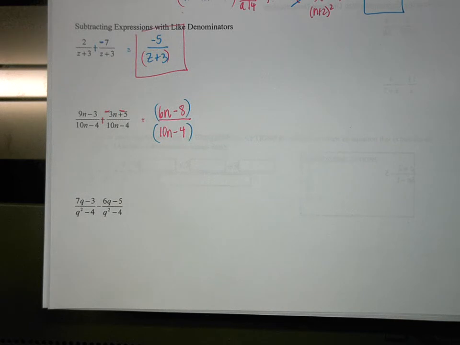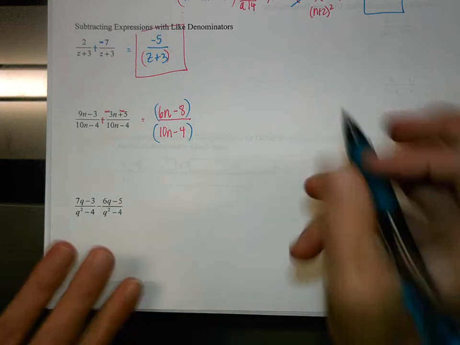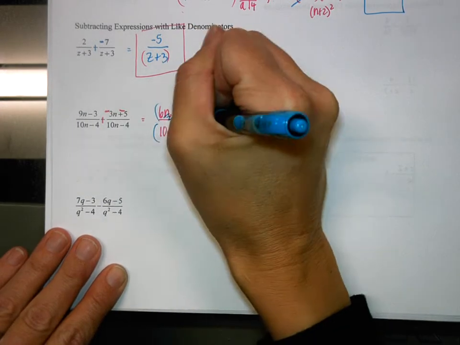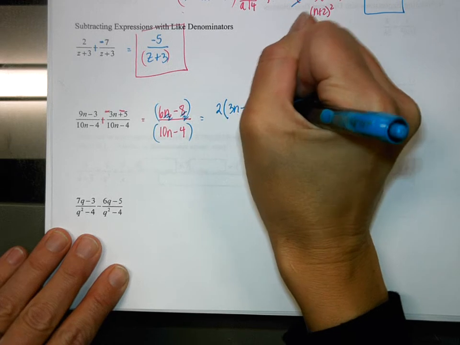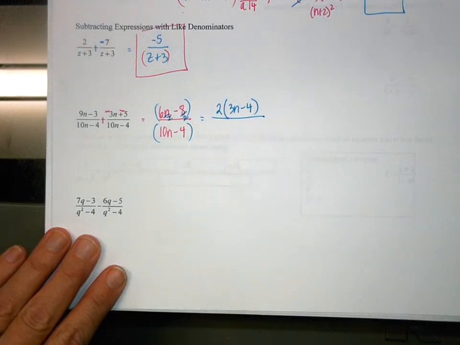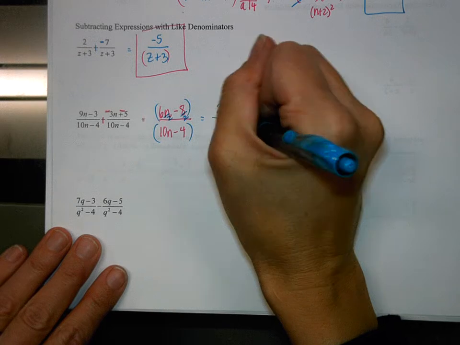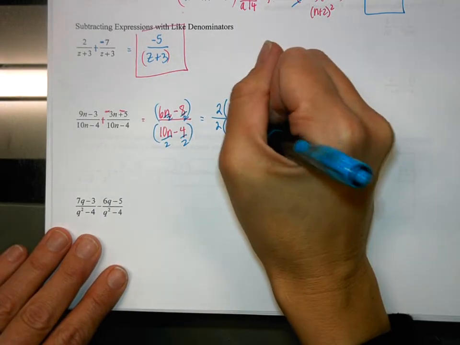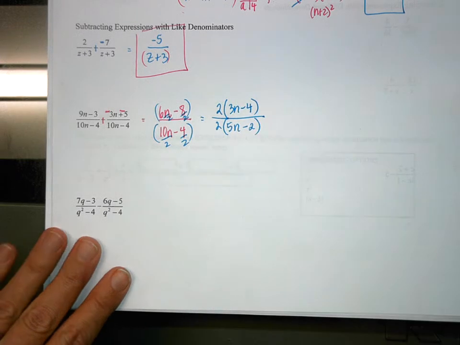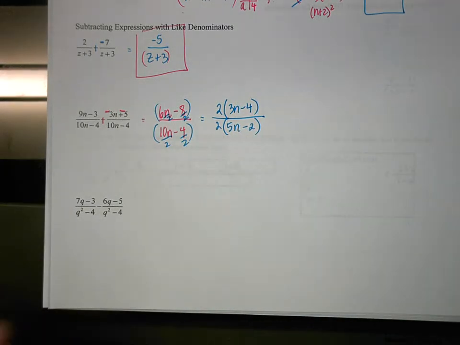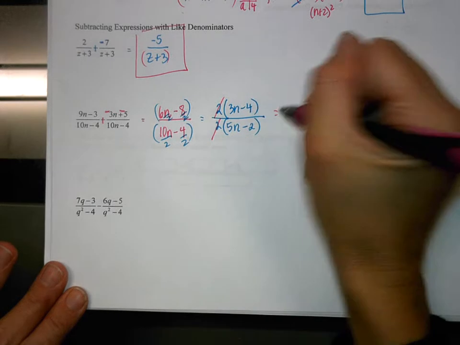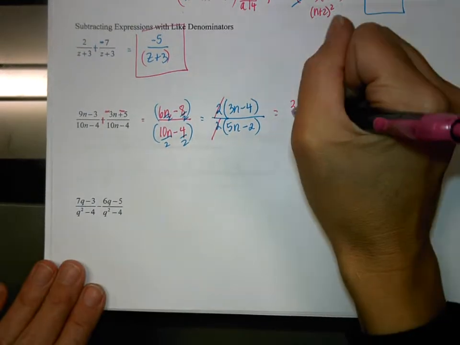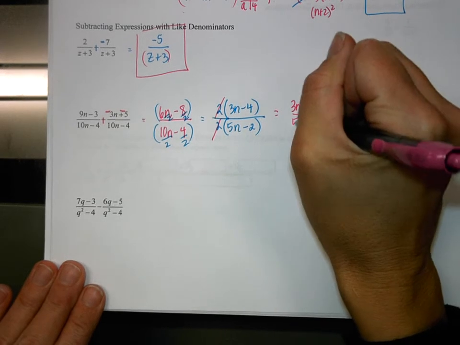Now, can I factor anything out? What can I factor out? 2. A 2 from the numerator, and I'm left with? Very good. My denominator, can I factor anything out? A 2. And we divide each of these by 2, and what am I left with? Good. Now, is there anything I can reduce? Very good. The 2's can reduce. Can I reduce anything else? No. So we get 3n minus 4 over 5n minus 2.